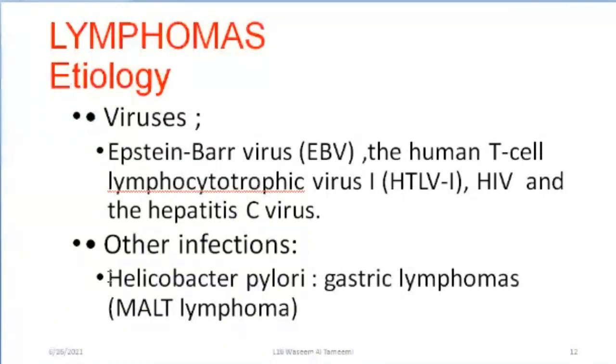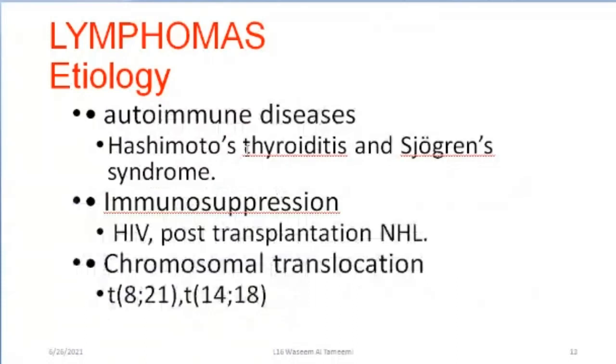There are other types of bacterial agents, for example Chlamydia. Chlamydia is associated with high incidence of ocular non-Hodgkin lymphoma. Autoimmune diseases associated with lymphoma include Hashimoto's thyroiditis, associated with high incidence of thyroid non-Hodgkin lymphoma, and Sjögren syndrome. Immune suppression, which I mentioned before: acquired immune suppression secondary to HIV or post-transplantation may be associated with non-Hodgkin lymphoma.